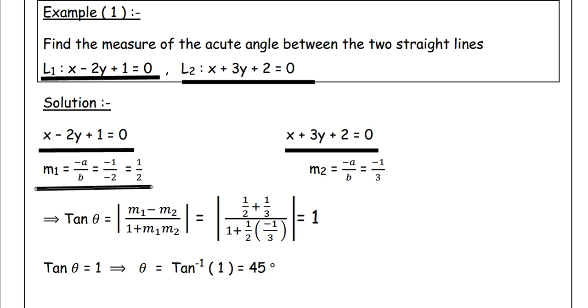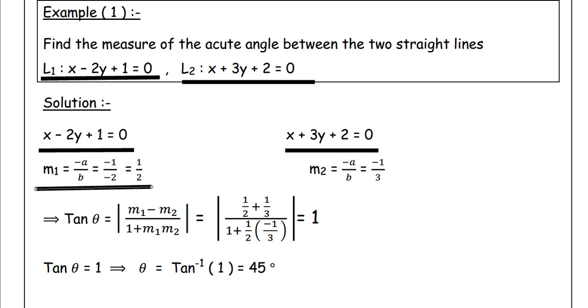m2 is the same. To get the slope of the second straight line, m2 is negative a over b, so negative the coefficient of x over the coefficient of y, which is negative 1 over 3. So we have m1 and m2. So following the rule, tan theta equals the absolute value of (m1 minus m2) over (1 plus m1 times m2).